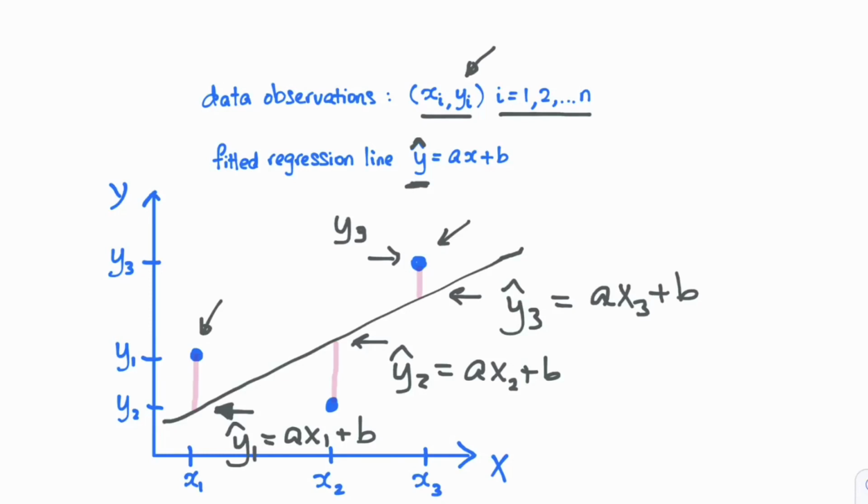So remember that the y values correspond to the actual observations, and the y hats correspond to the values on the line. So y1 hat is here, y2 hat is here, and y3 hat is here. And in order to find the best line, we are trying to find an equation for the line. In other words, find a and b so that these vertical distances are as small as possible.